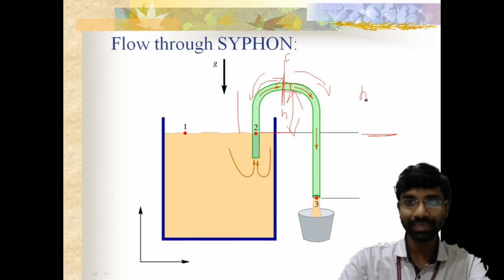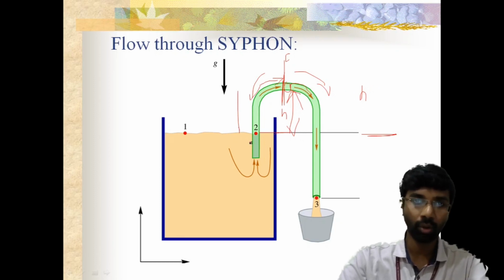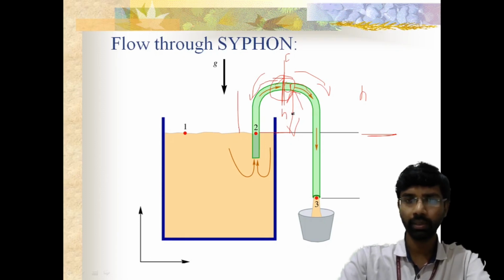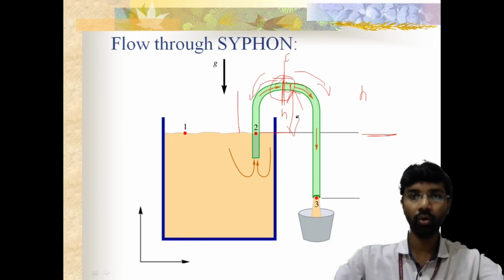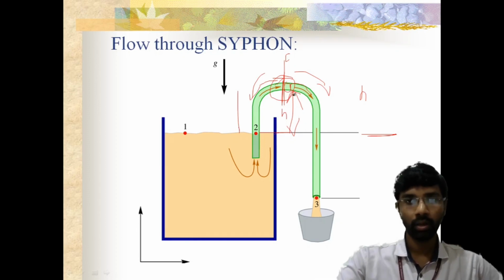Because if this h is more, obviously your fluid won't flow, it will come down again. Why? Because this depends on the pressure concept. We'll develop a generalized equation for this height h. If at all your h is more than that value, then the fluid won't be able to flow. Why? Because of this vapor pressure or negative pressure that develops, that will suck the air in the water and air bubbles will form.